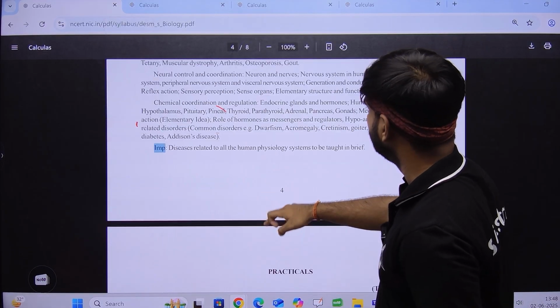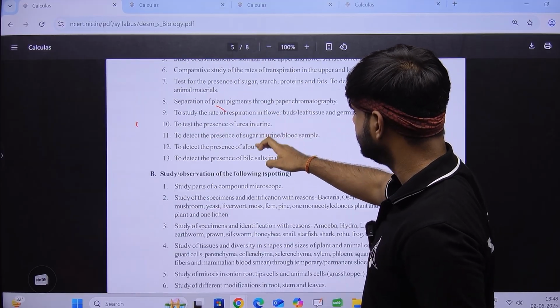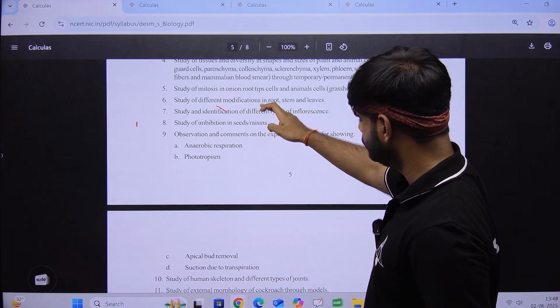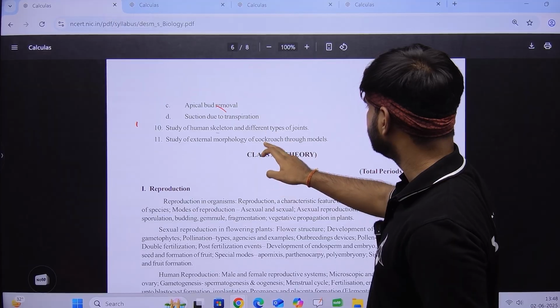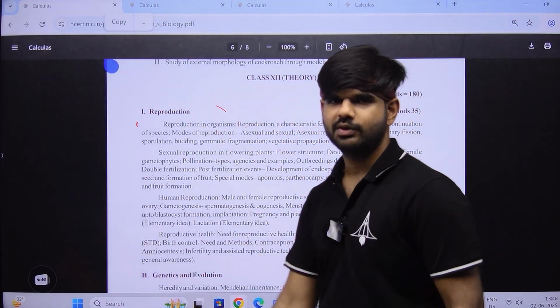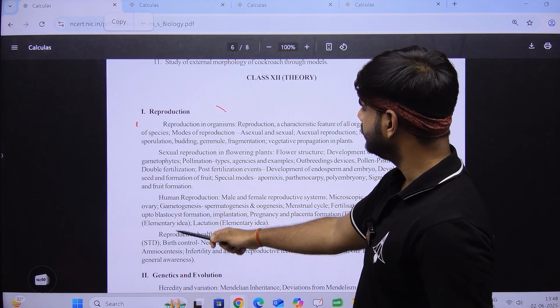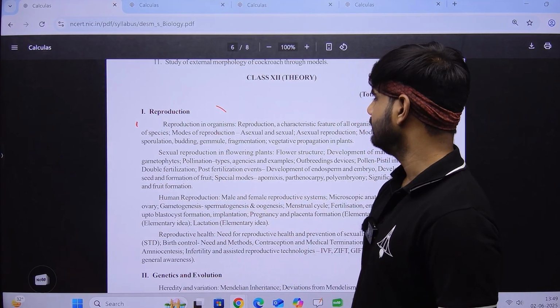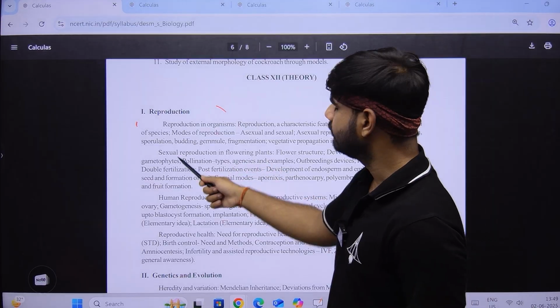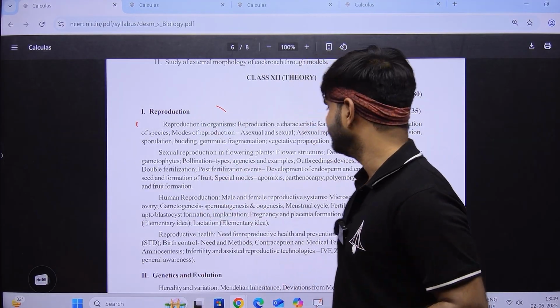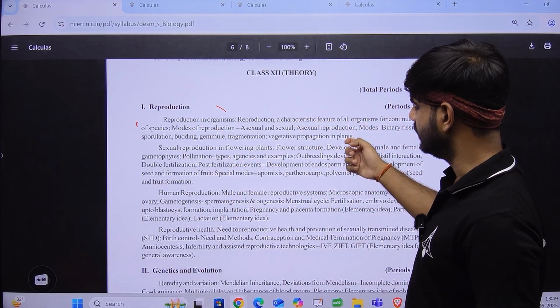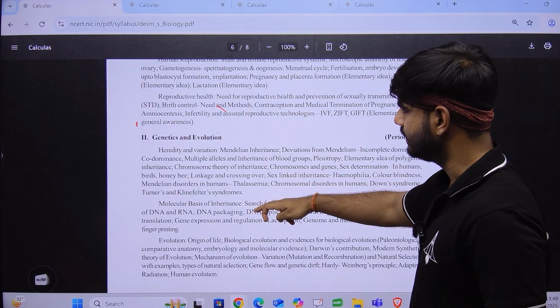Now these are practicals, so we don't need to concern ourselves with that. Now coming over to class 12, right? Reproduction in plants, animals, organisms, human reproduction, reproductive health. Okay, so reproduction in flowering plants is important as well. You might see questions coming over and over in NEST exam.